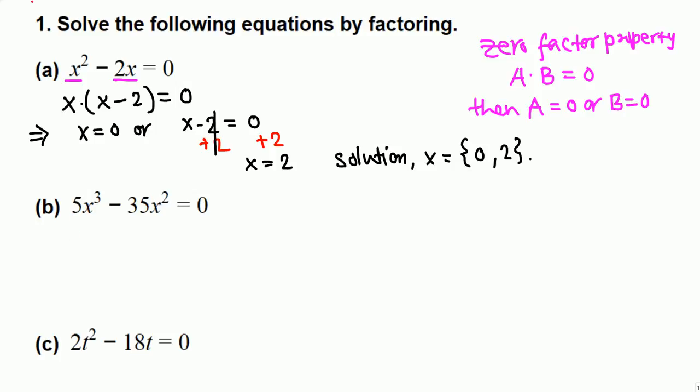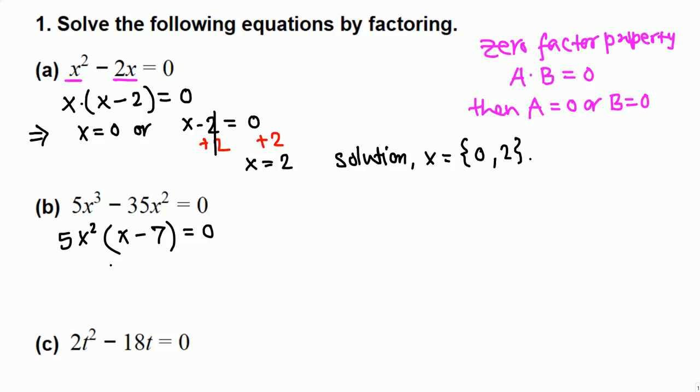Okay, so 5 is common in both terms. X cubed, x times x times x, x squared, x times x. So we got 2 x's, 3. So x squared is common in both. So we factor those common factors out, and what is left? 5 is out, x cubed with 2 x's out, 1 x left, minus. Remember 35 was 5 times 7. Now 5 is out, so 7 left. X squared already out, equals 0.